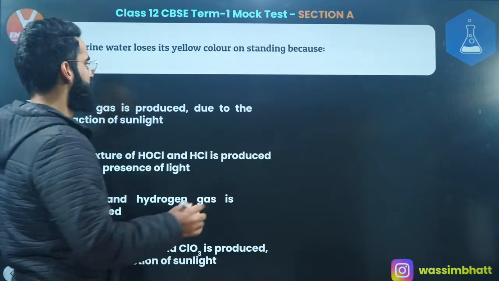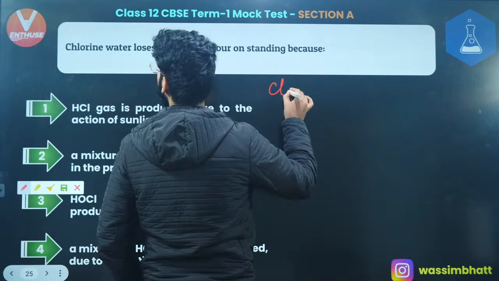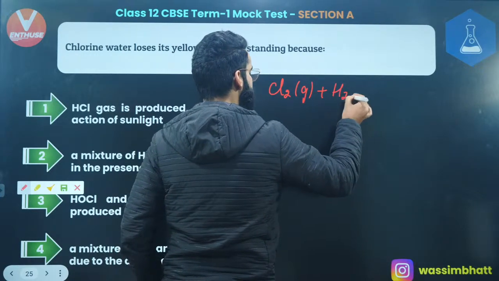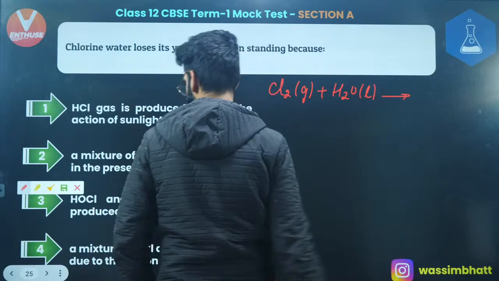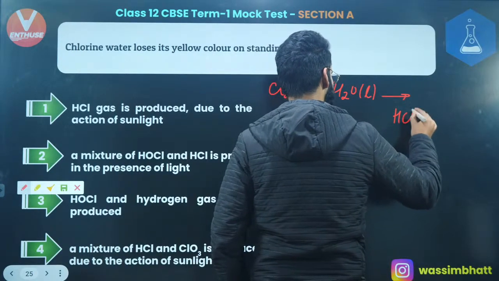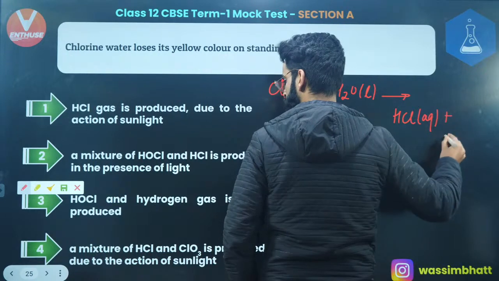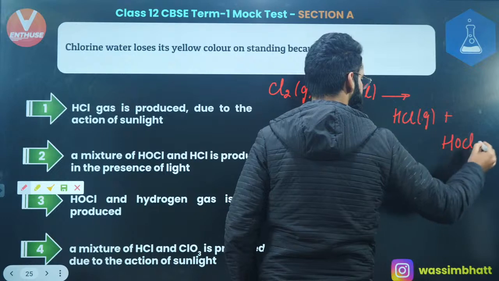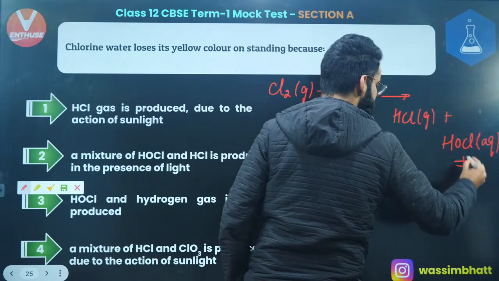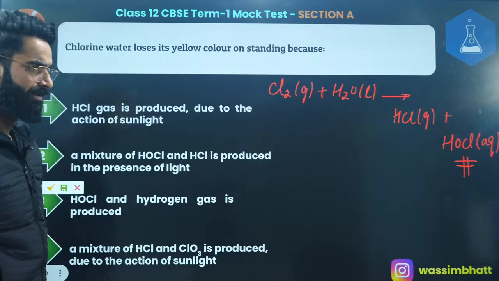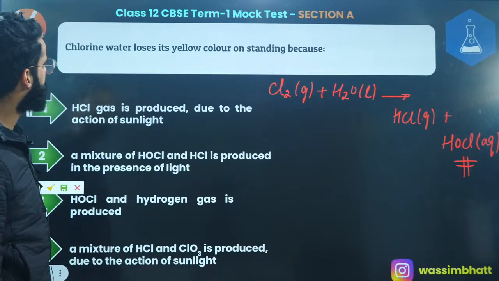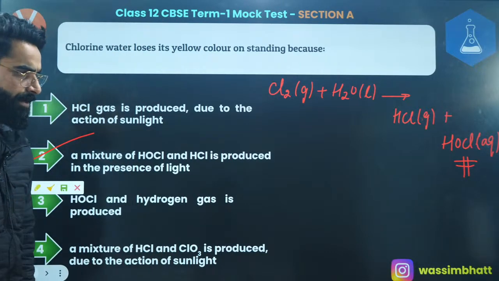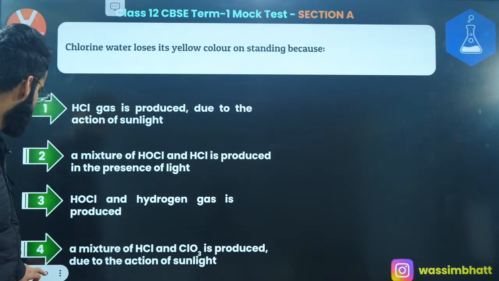So, when you talk about the chlorine water, if I start with Cl2 plus H2O liquid, if I keep it on standing, what do I get as a product? You get HCl, and with this HCl you get HOCl aqueous as well. These are going to be the products of this reaction, right? So, which one satisfies it? Chlorine water loses its yellow color on standing because a mixture of HOCl and HCl is produced in presence of light. Majority of the students have given already the correct answer.